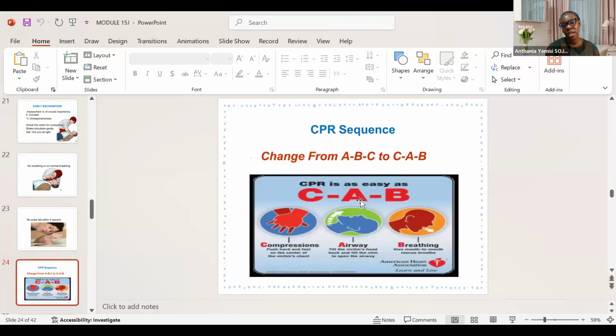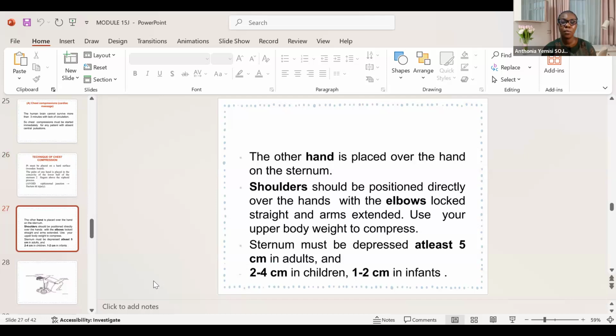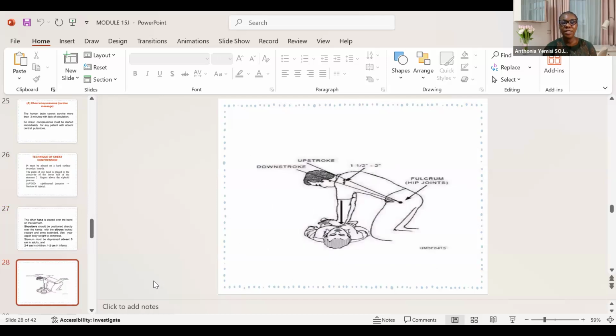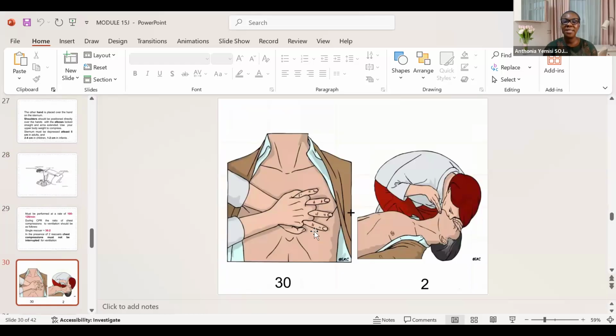CPR has an acronym of CAB. So you do chest compressions, you tilt the airway, and you give rescue breath. I have a video that explains that. This is the technique of the chest compression that you would want to give the patient. This is how you would want to interlock your fingers, just so that you can get the maximum force to push the chest. And you're giving 30 chest compressions to 2 rescue breaths.